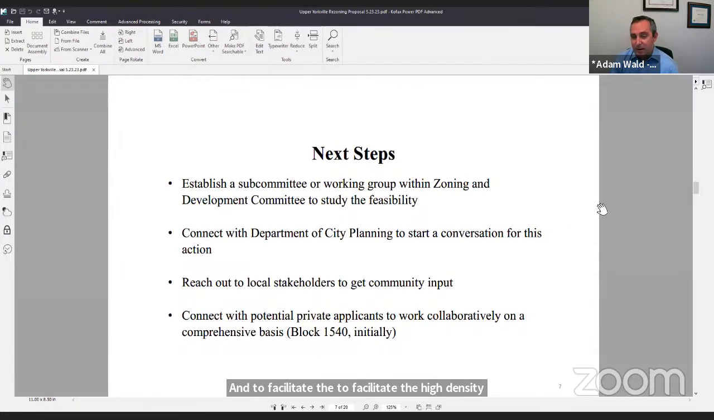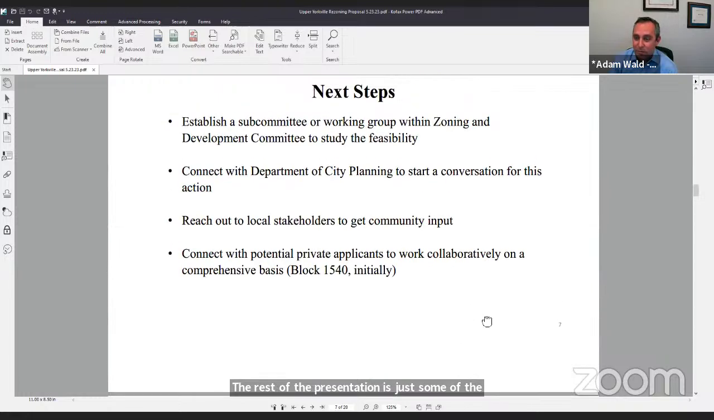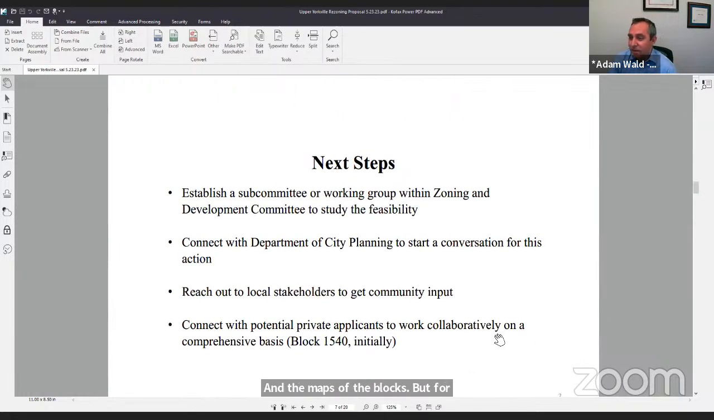And at this point, I was hoping the next steps would be to establish a subcommittee or a working group within zoning and development to carry this effort a little further. And then we can connect with city planning to start a conversation and reach out to local stakeholders to get community input and connect with the private applicants, which would be Friedland for block 1540. Again, they're going to be coming before us sooner than later. The rest of the presentation is just some of the numbers and the maps of the blocks. But for now, I guess we could just leave it there. If anyone has any questions, I'd be happy to answer. If anyone has any input, we'd be happy to hear.